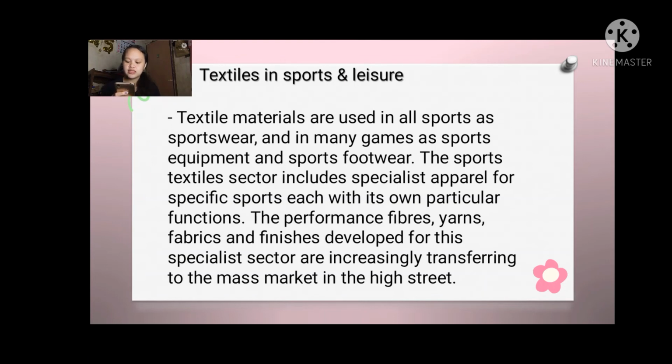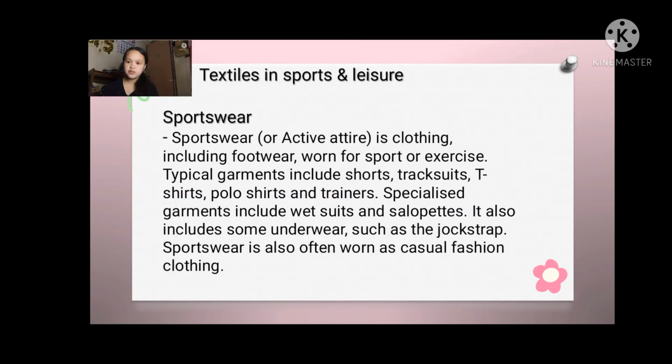The sports textiles sector includes specialist apparel for specific sports, each with its own particular functions. The performance fibers, yarns, fabrics, and finishes developed for this specialist sector are increasingly transferring to the mass market in the high street.